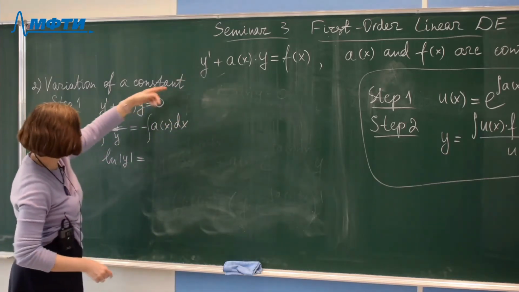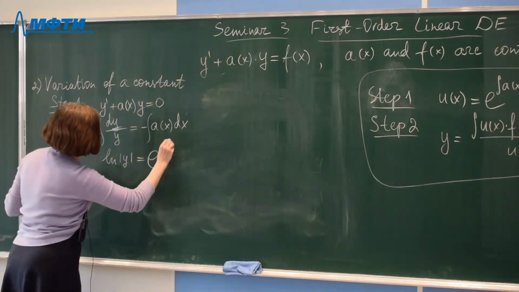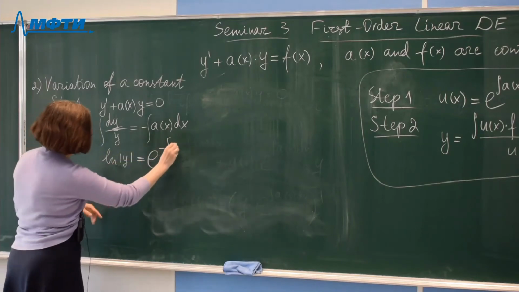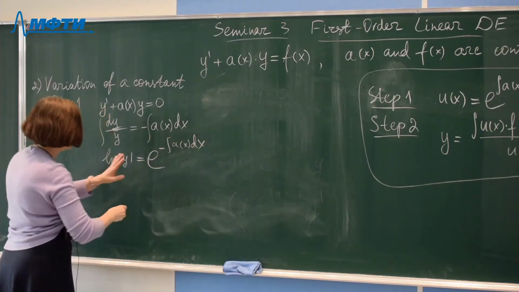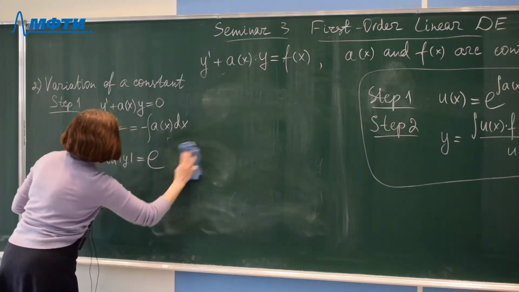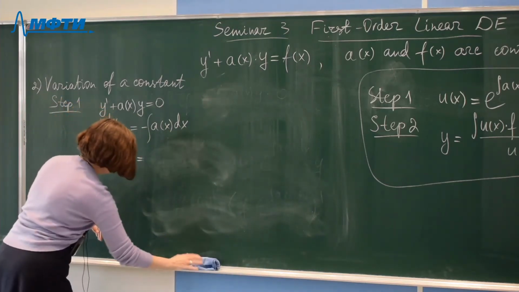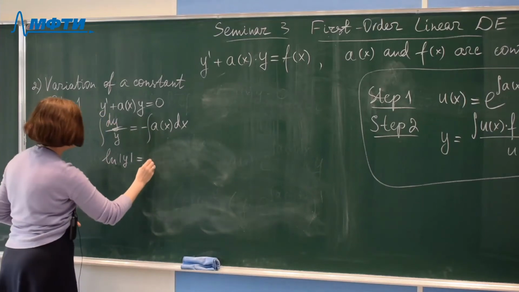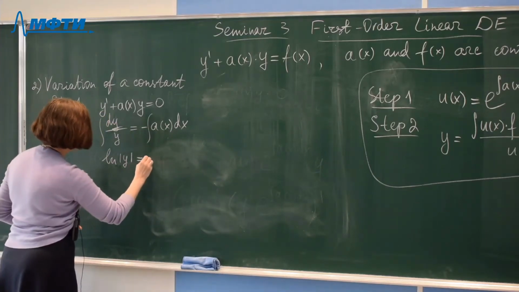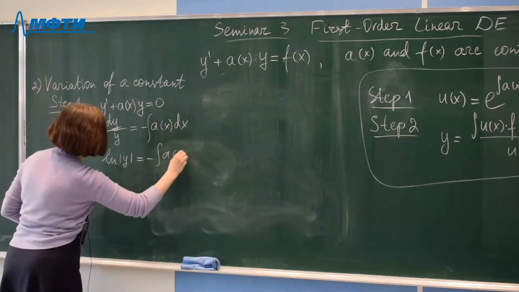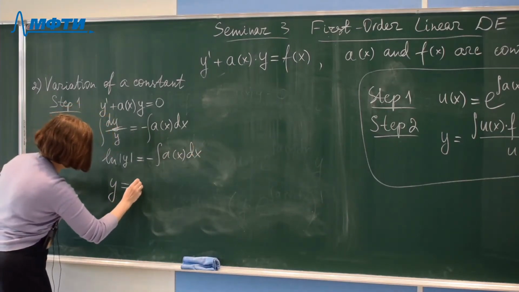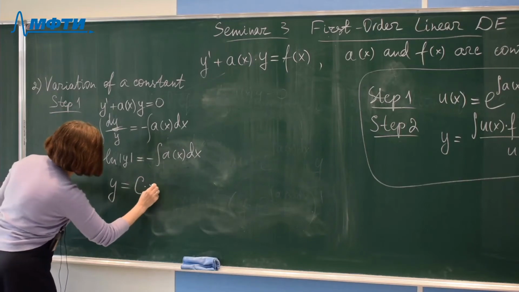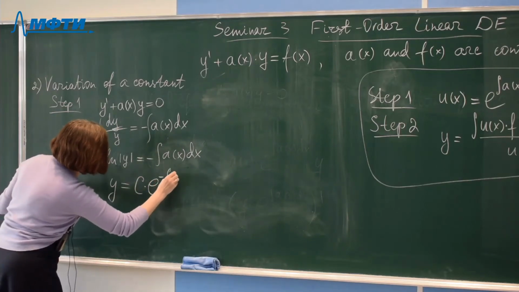Like there, so e raised to the exponent, but with minus a of x dx. So not just a moment, not this but y. It's not the logarithm but y, right? So minus the integral of a of x dx, and then y will be equal to c times e raised to this power.